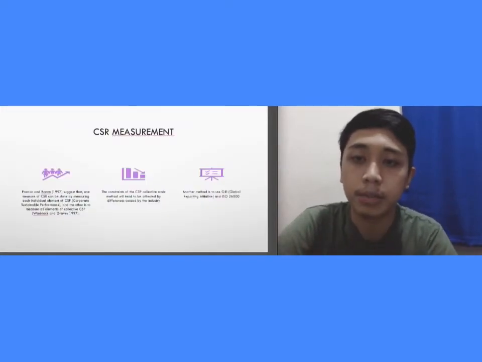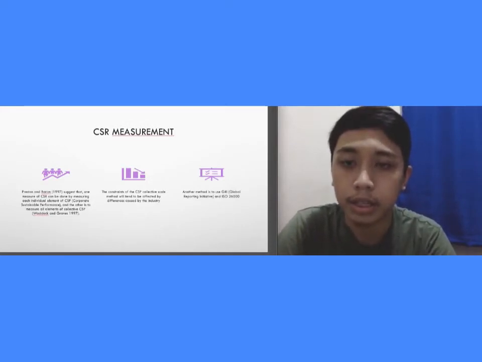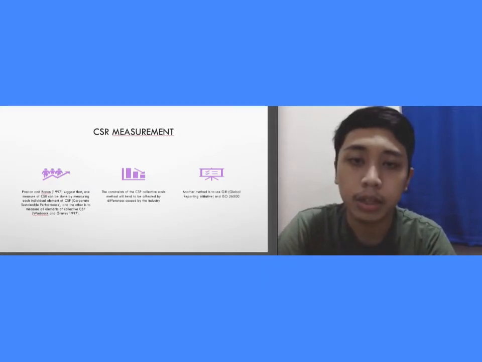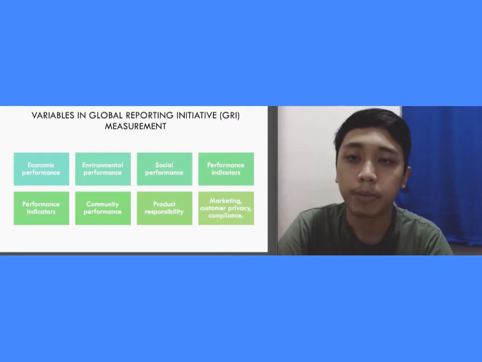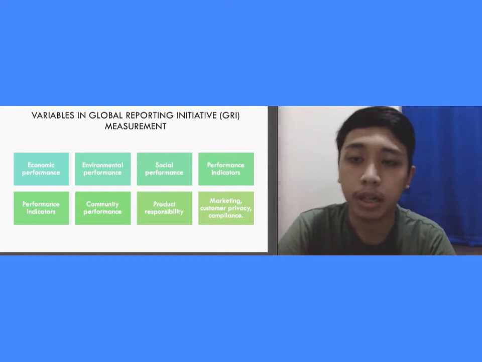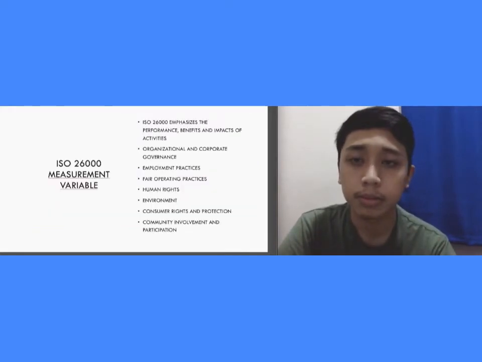The first is CSR measurement. There are Preston and Bannon, and number two is the GSP or collective scale method. And number three is another method, which is to use GRI or Global Reporting Initiative. There are some variables to provide the Global Reporting Initiative or GRI measurement. The first is economic performance, number two is environmental performance, and third is social performance, and community performance, also product responsibility, and last is marketing, customer privacy, and compliance.